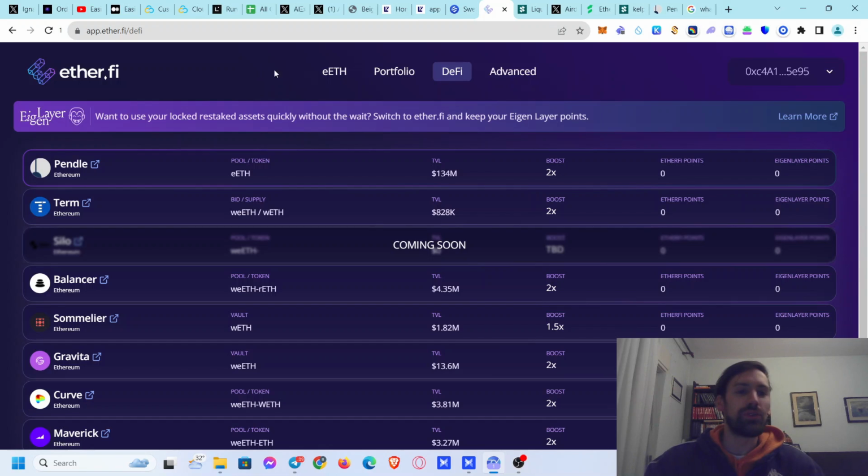And if you choose to go with the Ether.fi route, you can see that Pendle is again the project with the highest TVL, offering the best DeFi rates.